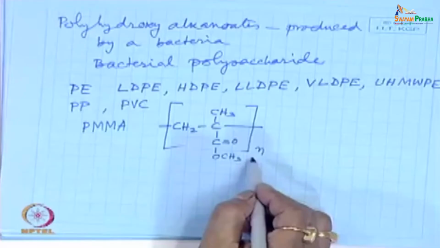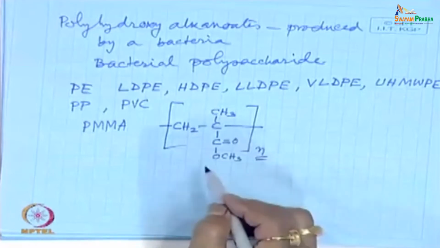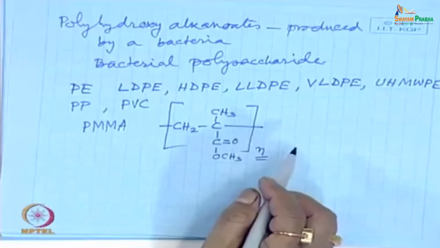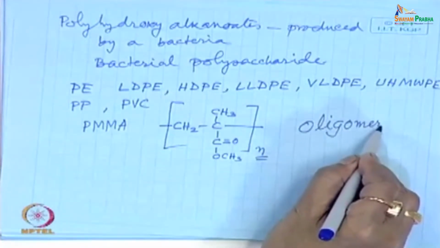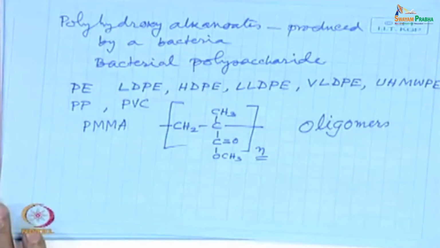Depending on the value of N, we can have an idea of the molecular size, how big it is. Very big, high value, high molecular weight; low value, low molecular weight. Low molecular weight polymers we call oligomers. Oligo means lower, oligo means lower number, smaller number, oligomers.